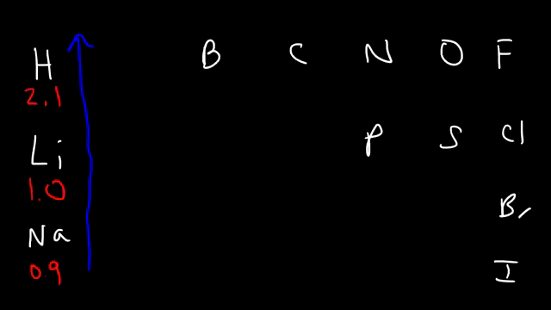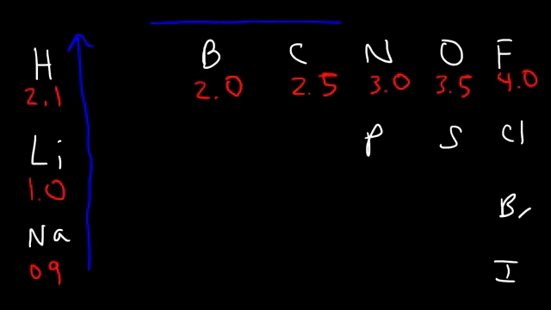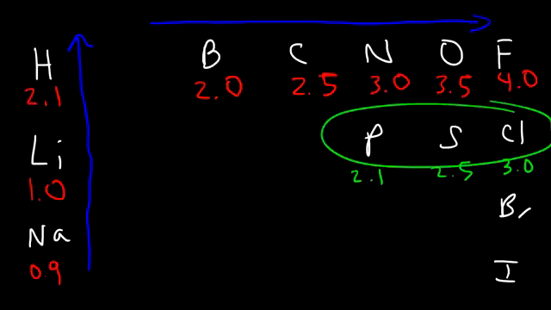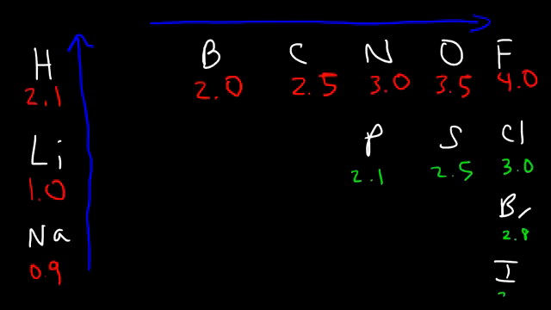Now what about to the right? Boron is about 2.0, carbon is 2.5, nitrogen is 3.0, oxygen is 3.5, and fluorine is 4.0. Generally speaking, as you go towards the right, it increases. Phosphorus is 2.1, sulfur is 2.5, chlorine is 3.0. As you can see, as you go to the right, even in this row, the electronegativity increases. Bromine is about 2.8, iodine is 2.5.